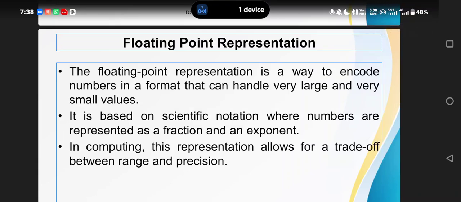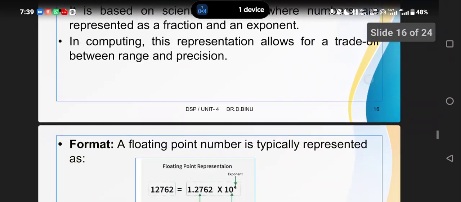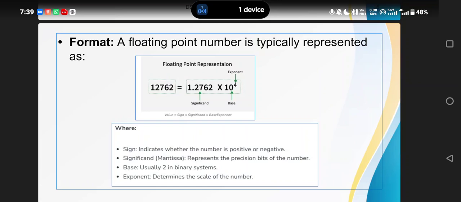Floating point representation. The floating point representation is a way to encode numbers in a format that can handle very large and very small values. It is based on scientific notation where numbers are represented as a fraction and an exponent. In computing, this representation allows for a trade-off between range and precision. The format is typically represented as significand, base, and exponent.